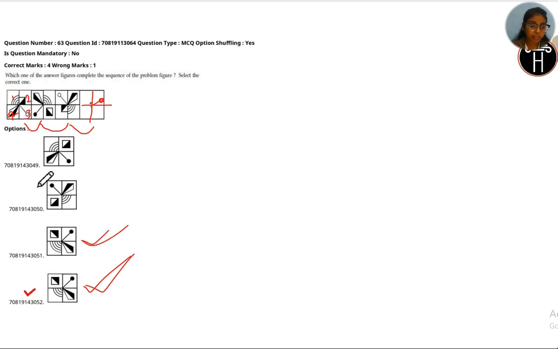See how many lines we have? You have four lines, but here they have one, two, three, four, five lines. So that's why this one is wrong, and this one with four lines is the correct option, which is your option number D.